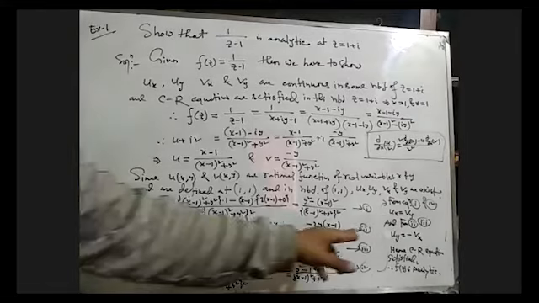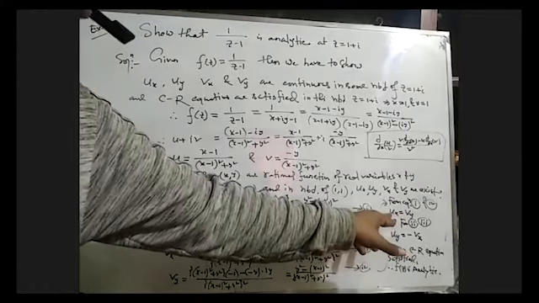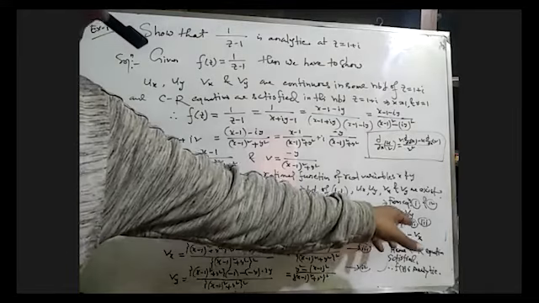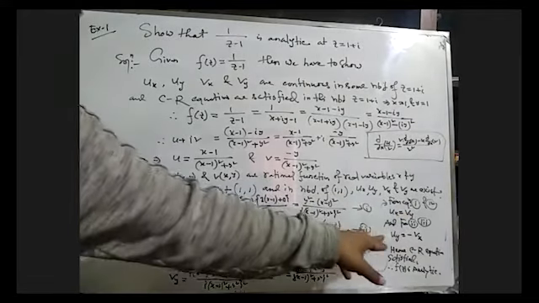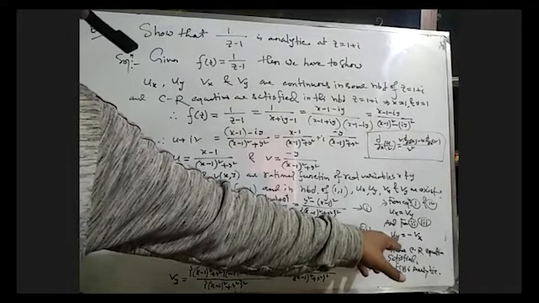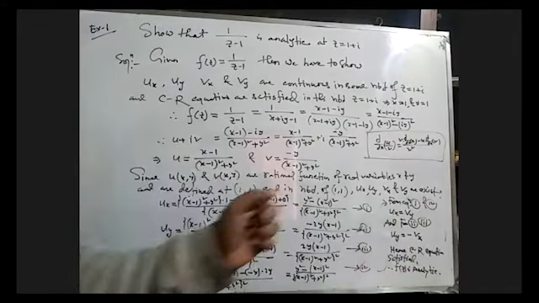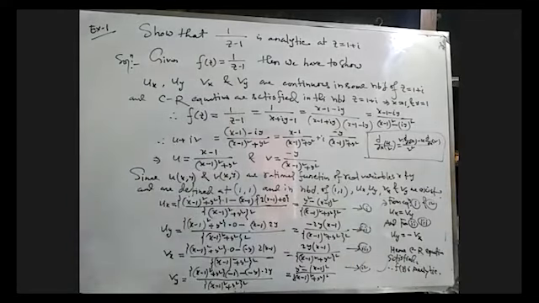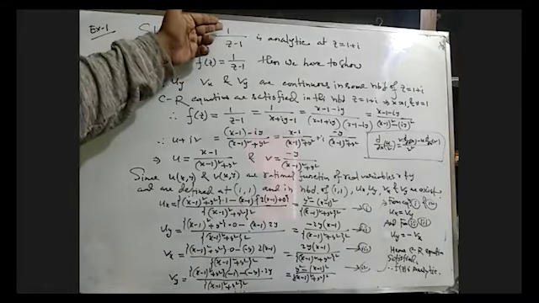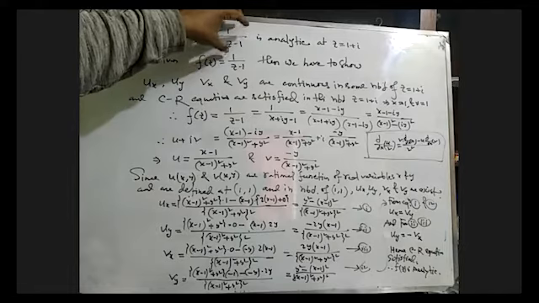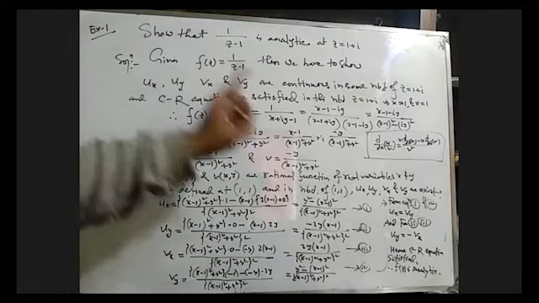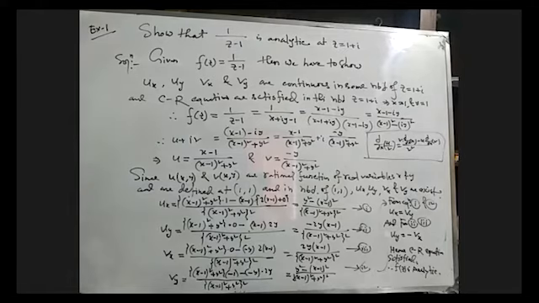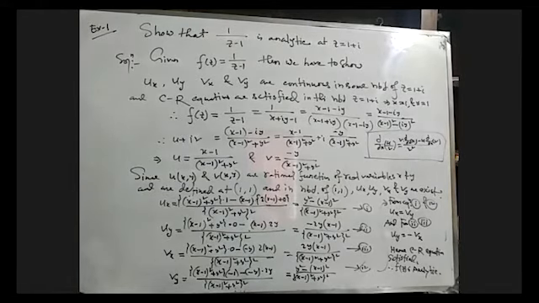This equation means u_x equals b_y. That means partial differentiation of u with respect to x equals partial differentiation of b with respect to y, and partial differentiation of u with respect to y equals minus partial differentiation of b with respect to x. If these two equations hold, then we call it the Cauchy-Riemann equations. Since the Cauchy-Riemann equations are satisfied, the given function 1 by (z minus 1), this f of z, is an analytic function. This is the required proof.